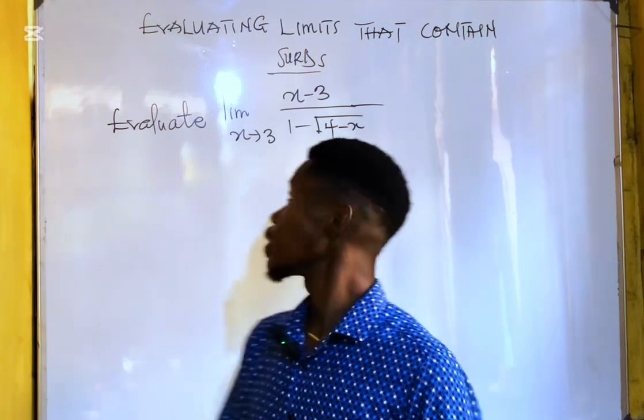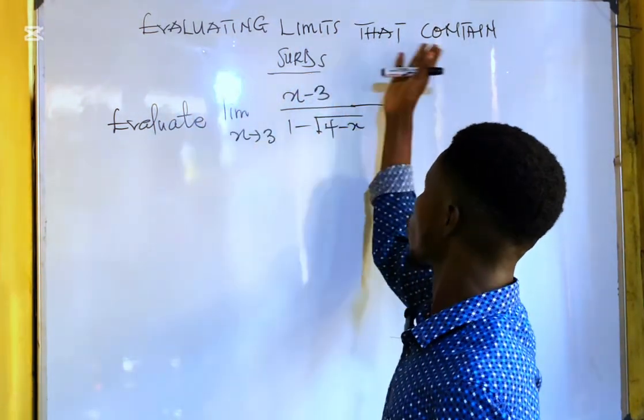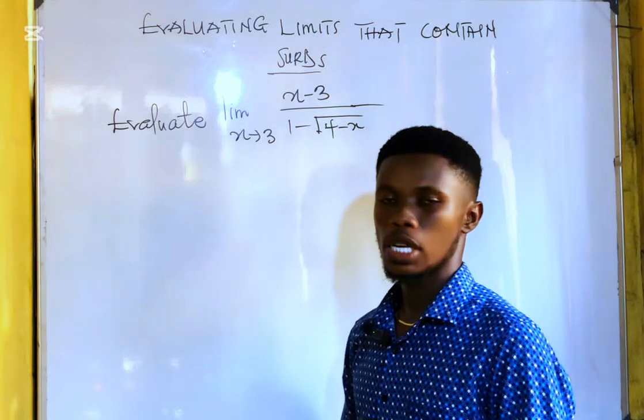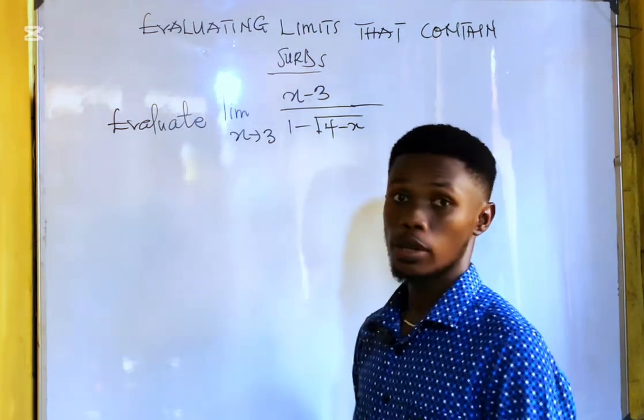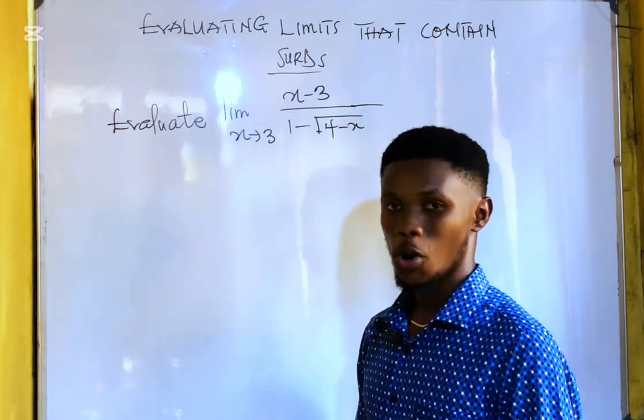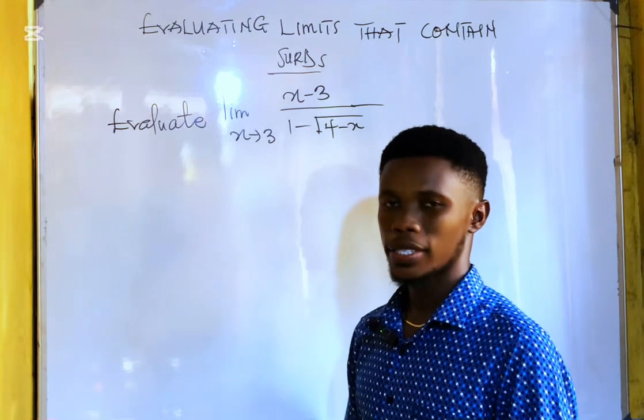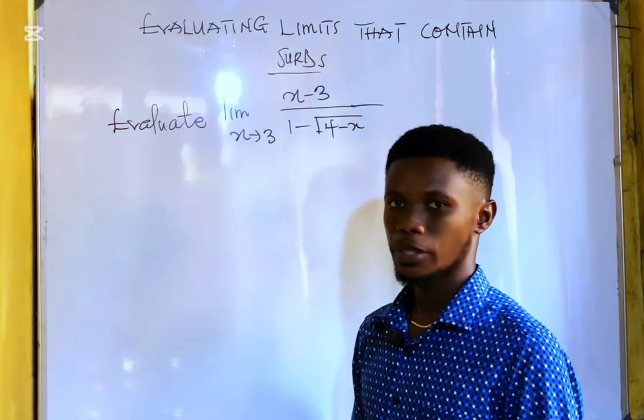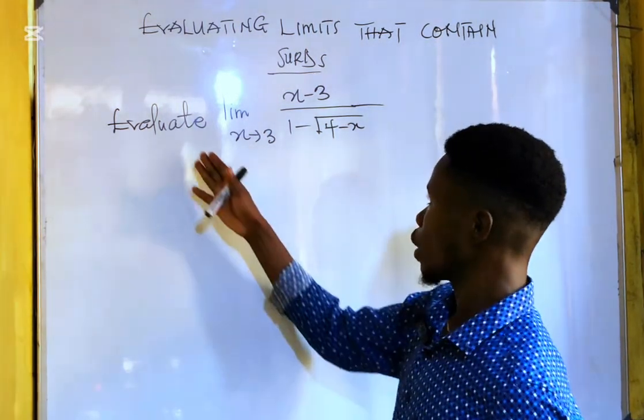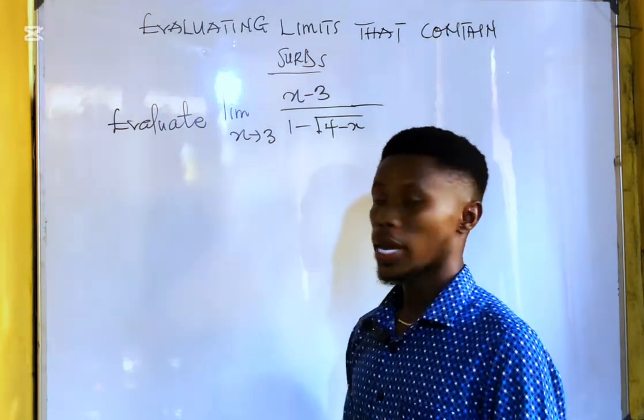Today we are going to look at evaluating limits that contain surds. When we say surds, we are talking about square roots, cube roots and the others, or we can say radicals. Is that okay? Now, let's look at how we can evaluate a limit like this.